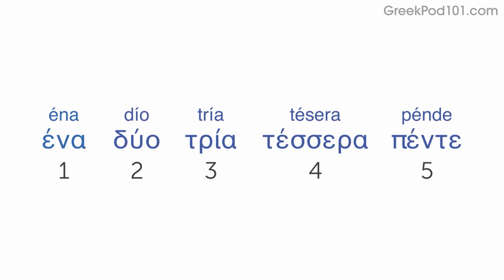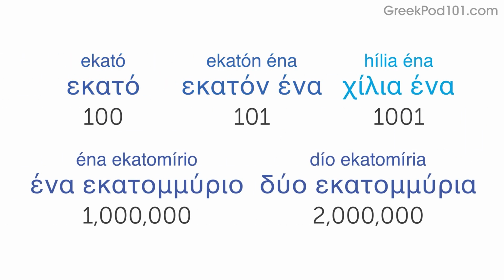If you are wondering which gender to use with the cardinal numbers when you count abstractly, you should be using the neuter gender. For example, 1, 2, 3, 4, 5, 100, 101, 1001, 1.000.000, 2.000.000, and so on. There's more to Greek numbers than what we discussed in this lesson. For more information, go to GreekPod101.com and listen to lessons 17 and 18 of the Intermediate series, which cover everything there is to know about numbers.